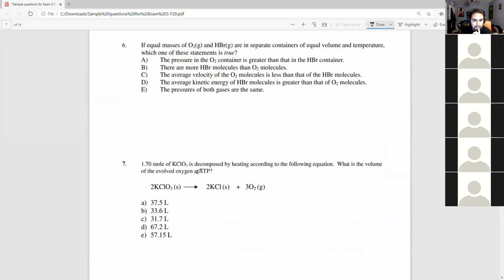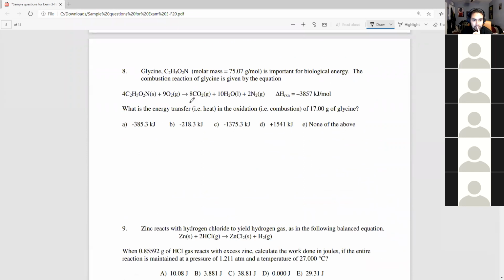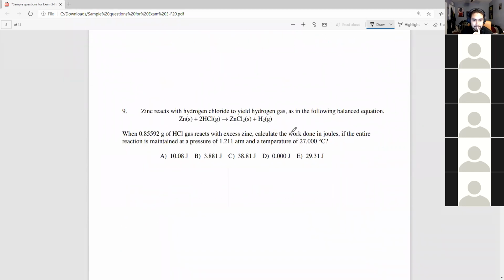What is involved? That's enthalpy. Okay, there we go. So here we have zinc reacts with hydrogen chloride to yield hydrogen gas in the following balanced equation. If 0.85592 grams of HCl reacts with excess zinc, how much work is done in joules?